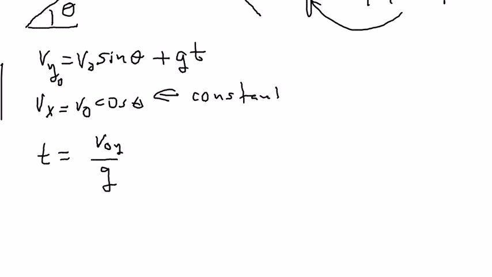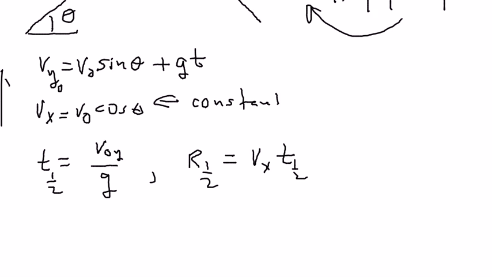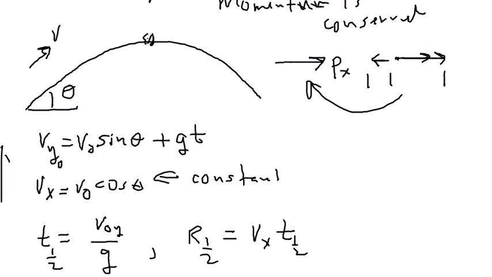Once we get the time to the top, we can get the range, and I'm going to call it the half range, which is really just the distance away from the launch point where the rocket explodes: Vx times this t. I'll call this t right here t1 half. Coming back to here, the idea is that this is that range right there. That's how far it's gone when it explodes.